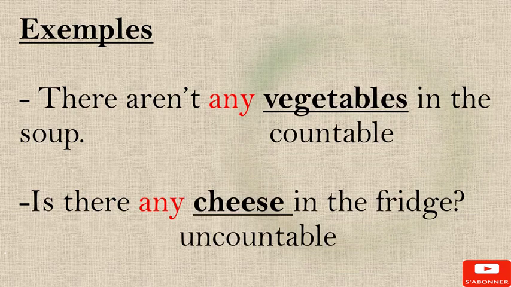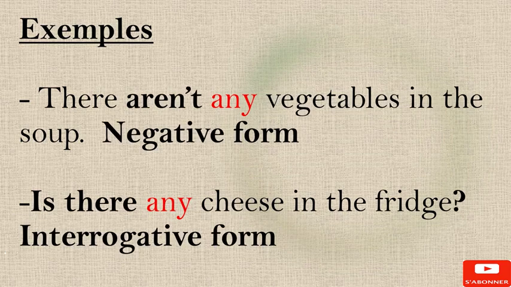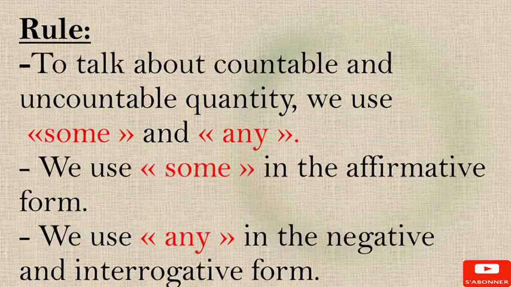الفرق هو في الجمل. الجملة الأولى is negative form. We have aren't. الجملة الثانية it is in the interrogative form. We have is there which is an interrogative form. So to talk about countable and uncountable quantity, we use some and any. يعني الاثنين نستعملهم مع countable and uncountable. We use some in the affirmative form and we use any in the negative and interrogative form.